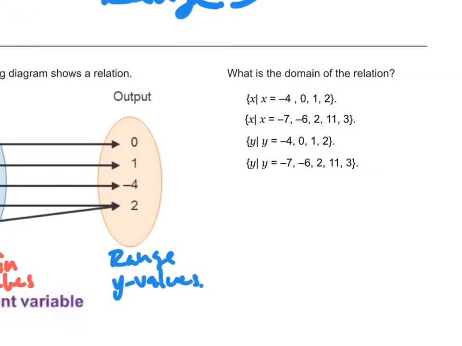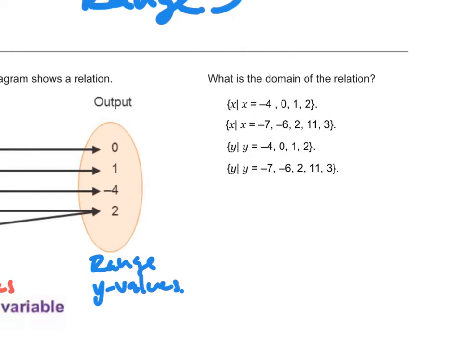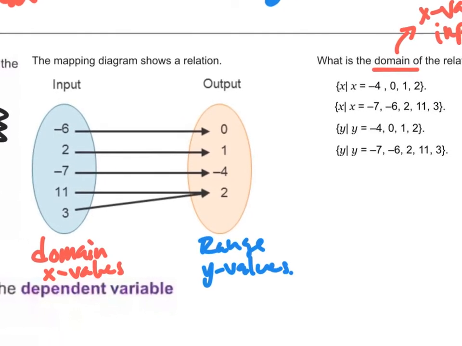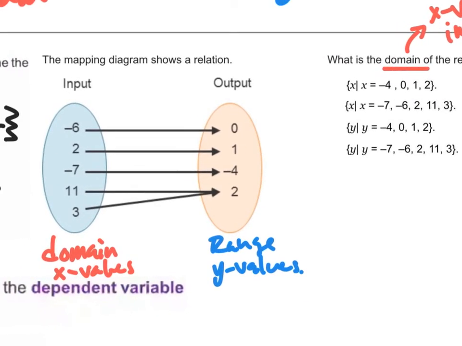So then it says, what is the domain of the relation? When you hear the word domain, we need to be thinking x values, inputs. So domain, x values. Another word for that is input. And if I look over here, it just wants me to list off what values we have. So I've got -7, -6, 2, 11, and 3.